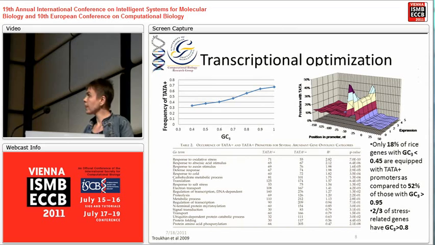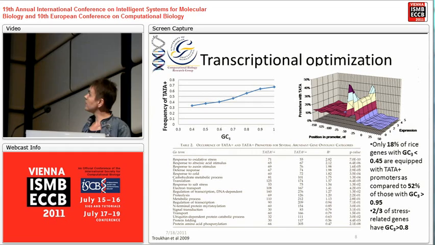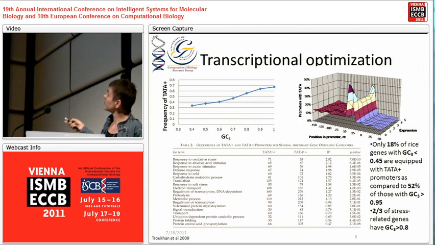Because we found such a striking difference in gene expression, we decided to look at transcriptional optimization, at promoter organization. In our earlier paper published in 2009, we analyzed the relationship between promoter organization and gene expression and the existence of TATA boxes. What we found is that if all genes are divided into six classes by gene expression, zero having the lowest average expression and five the highest, and you plot the position-specific frequency of TATA box, you find that genes that on average have very low expression are more likely to have a TATA box.